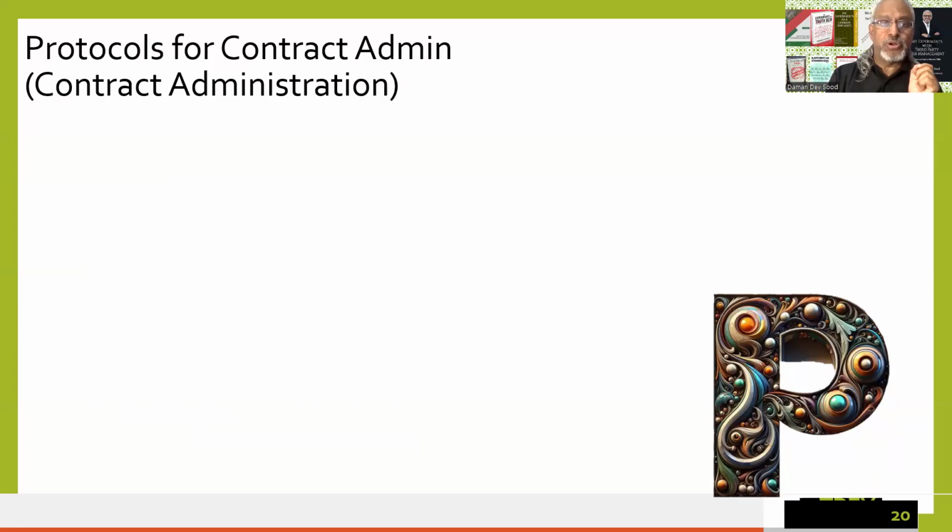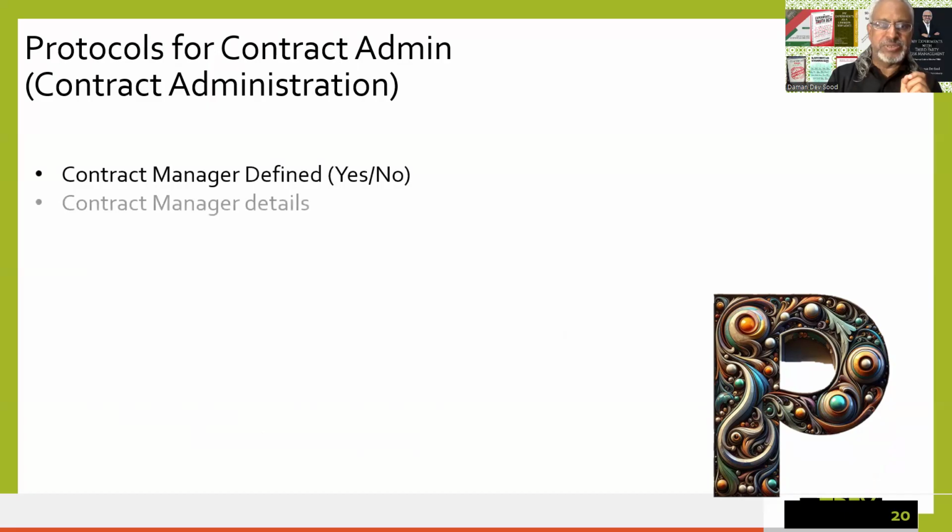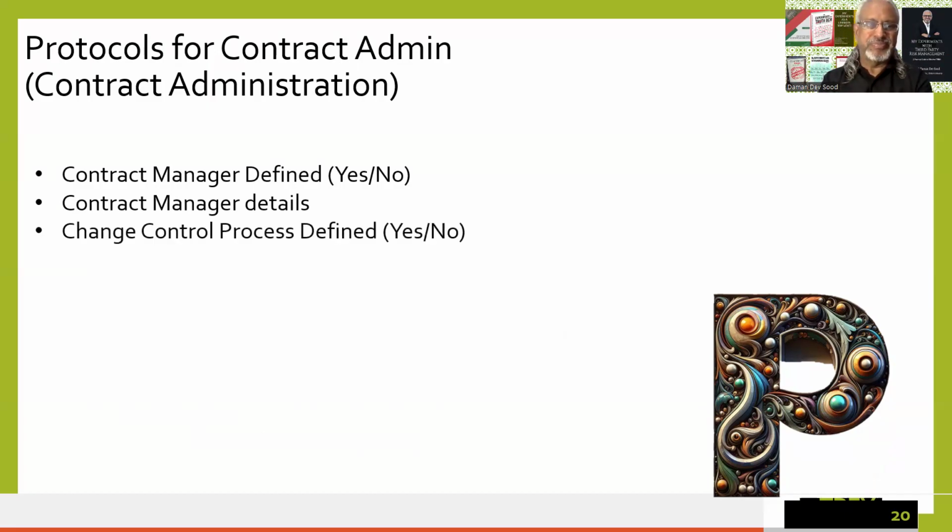P is protocols for contract administration, managing the contract. So a contract manager has been defined. So his or her details from both sides. Has the change control process been defined?